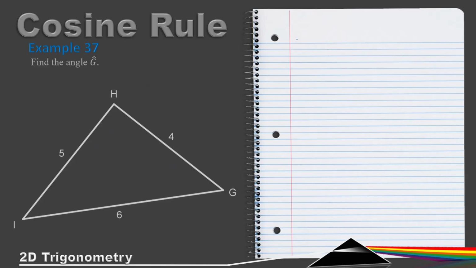Okay, but for this question we need to find angle G, which means we are going to use a formula where the first variable is G squared. Remember, when the first variable is G squared, the applicable angle is the big G. So we want G squared is equal to H squared plus I squared minus 2HI cos of angle G. Now this one, there's a choice.